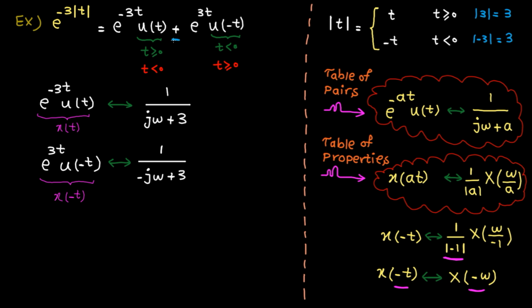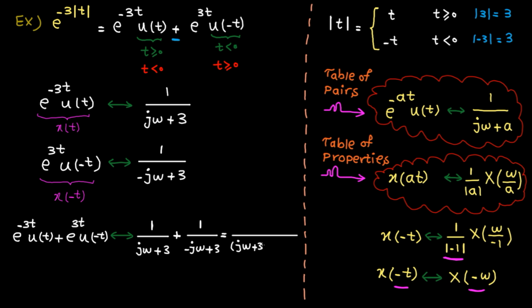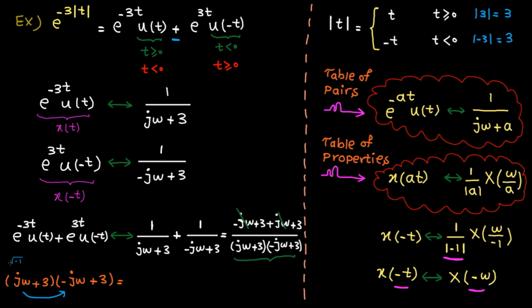Last step. Let's add them up. To simplify the answer, I'm going to add the rational terms. Minus j omega is cancelled by j omega. Let's also simplify the denominator. First multiply j omega by minus j omega. j is a square root of minus 1. So j multiplied by j, we get minus 1, which is cancelled by minus sign here. So we get omega squared.